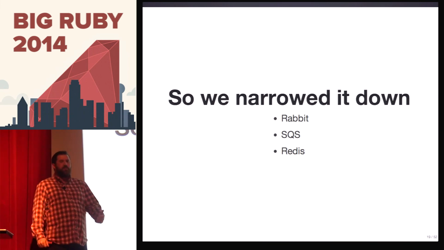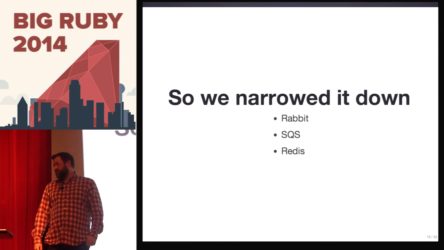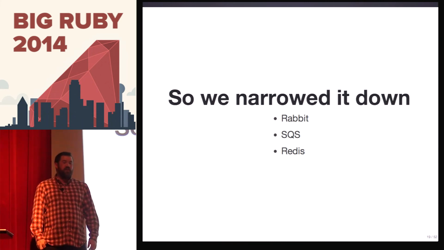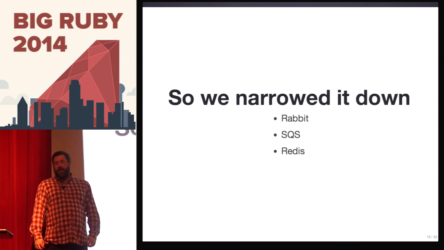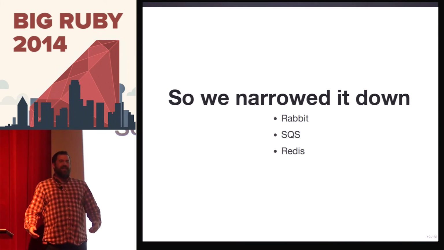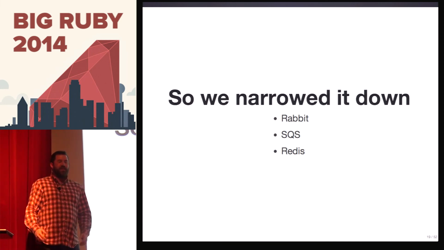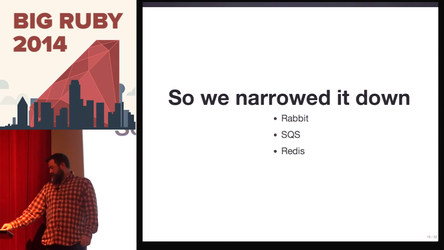If you're not familiar with RabbitMQ, it's a blazing fast, really slick message queue that is flexible and can do almost anything you want it to. It's really, really neat stuff. SQS is Amazon's hosted queue system. It's a little bit less flexible, but it's really crazy available. And then lastly, Redis, because we're in Ruby and everyone has used Redis or Resque or Sidekiq, and we know how this works. We have Redis around for other things anyway. Maybe we can just use that.